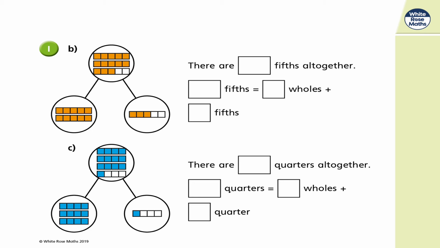Let's do that one again, just in case. So you have 13 quarters, and that is equivalent to 3 whole ones and 1/4. Okay, so there are 13 quarters, and you have 12 quarters, which equal 3 whole ones and 1/4 by itself.